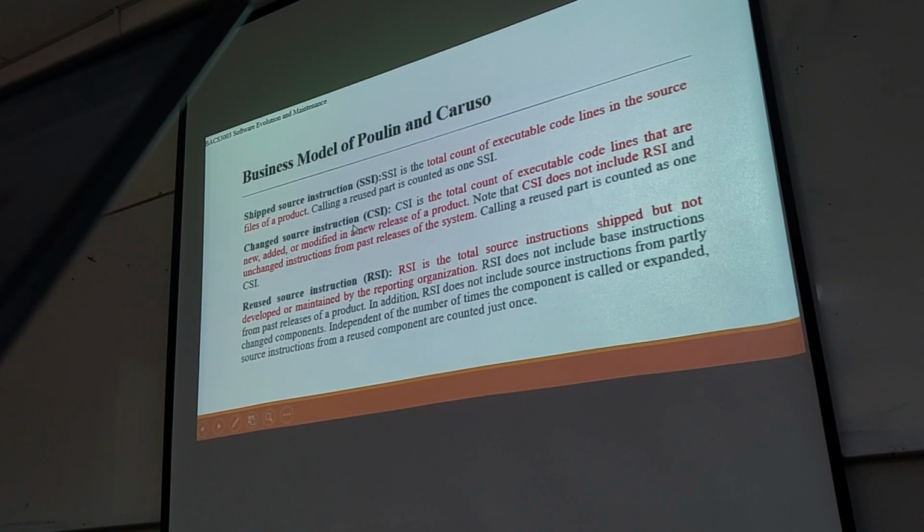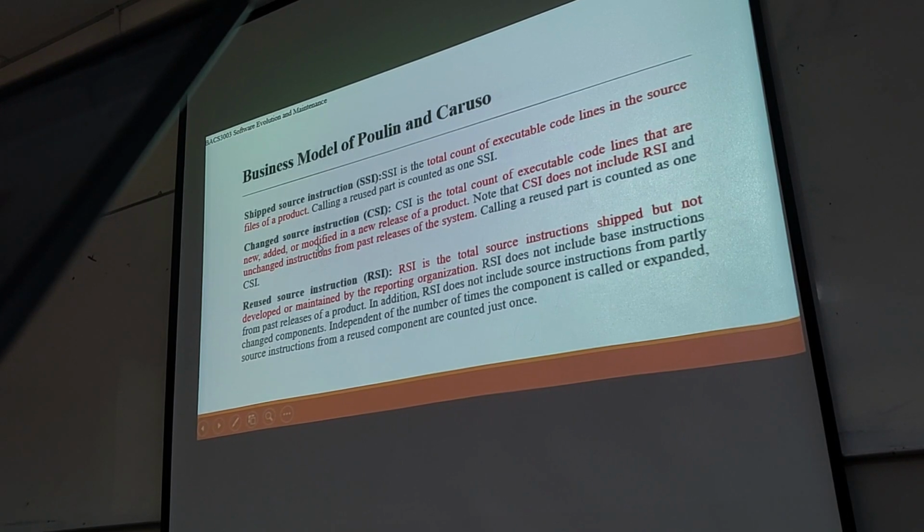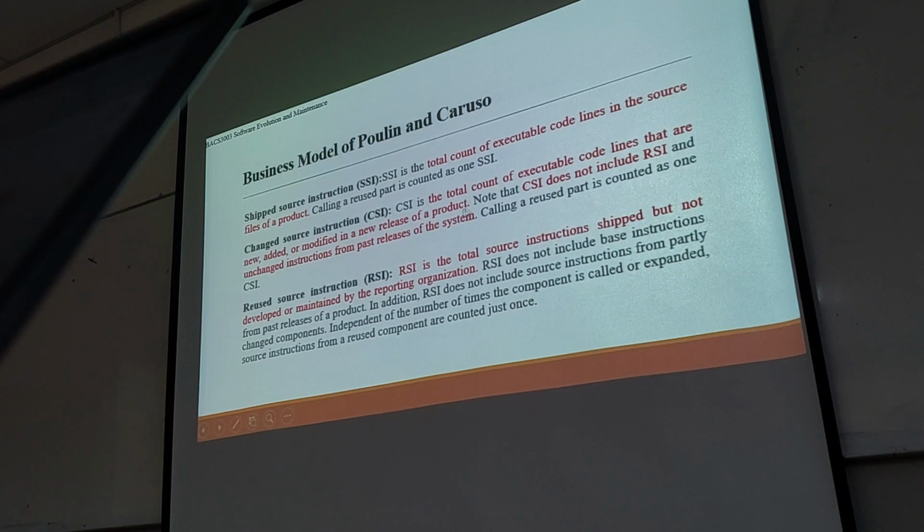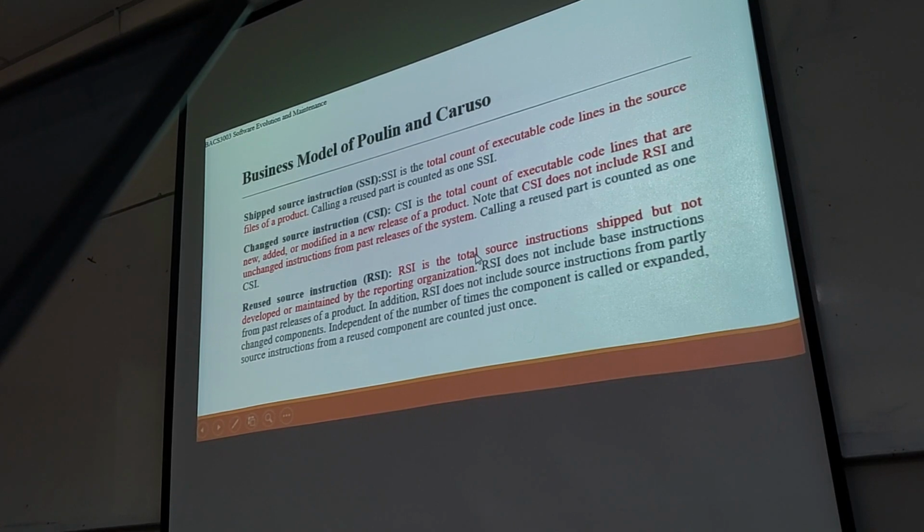CSI, change source instruction, is the total count of executable lines that are new, added, and modified in the new release of the product. And CSI does not include RSI, which is called reuse source instruction. What is reuse source instruction? It's the total source instruction shipped but not developed or maintained by the reporting organization.